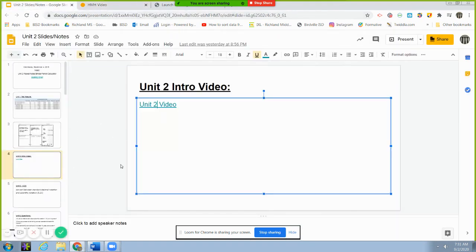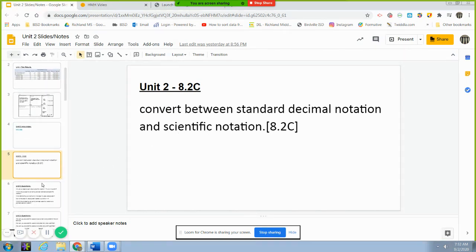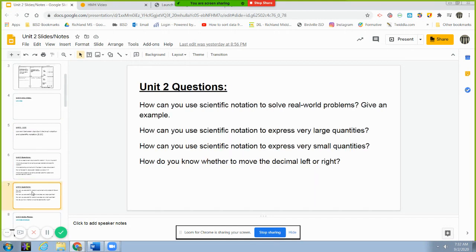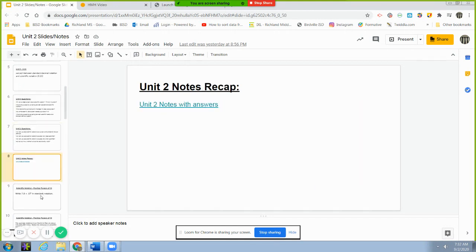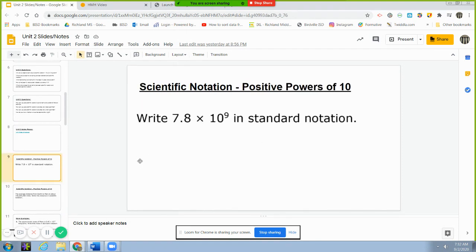So we watched the video, and now we're going to convert between standard decimal notation and scientific notation. So we're going to go back and forth. Those are what we were going to learn. And here we go. In the notes that you took a minute ago in the other video, you took a really large number and put it into standard notation. Well, here we're going to take scientific notation and put it into standard notation. So let's try that.